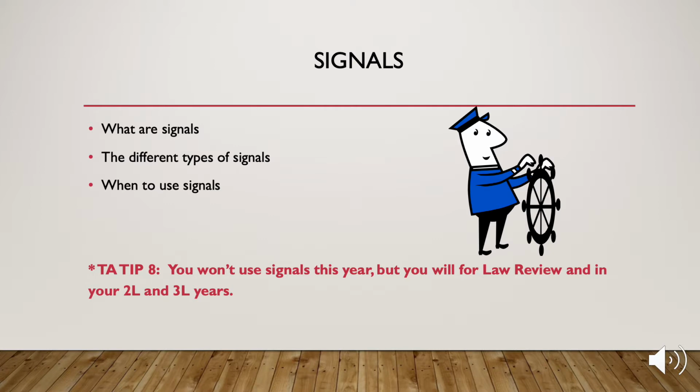We learned about signals. We learned what they are, the different types of signals, and when to use them. TA tip number 8. You won't use signals this year, but you will for law review and in your 2L and 3L years.